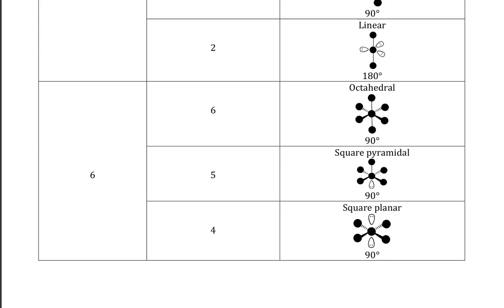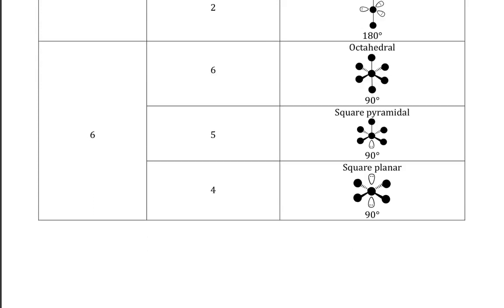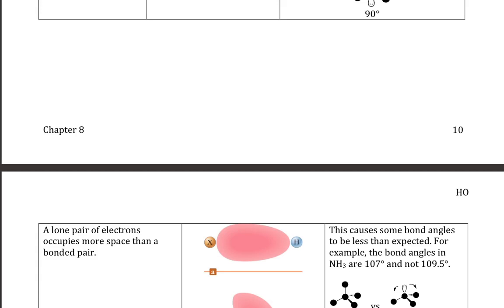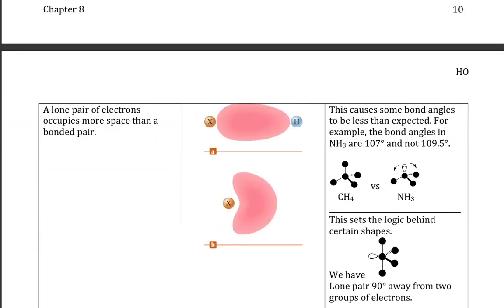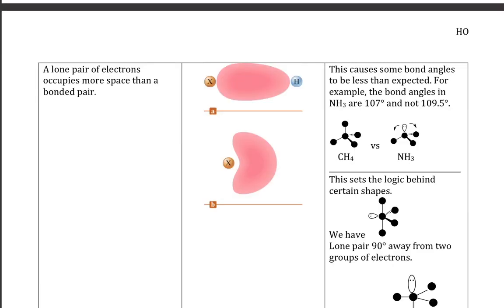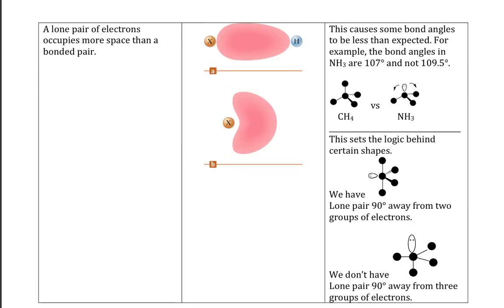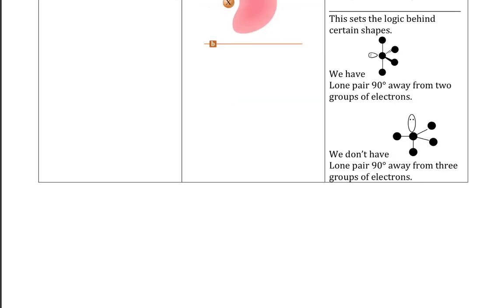Bond angles 90 degrees. Okay, so use that table in answering questions regarding shape, but you have to have already drawn the Lewis structure, so make sure you get that down. Read over this page. We went over most of it. Read over it on your own.